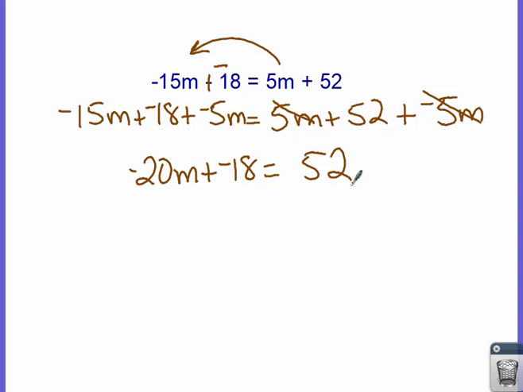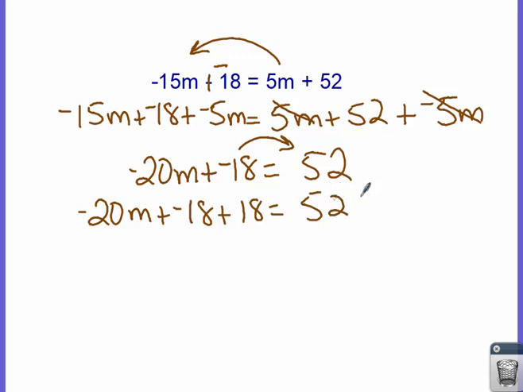Okay, so step number 1 taken care of. I've moved my letters on one side. Now step number 2 is move my numbers to the other side. So negative 20m plus negative 18 plus, now what do I need in order to move the negative 18? A positive 18. And if I add it to one side, I have to add it to the other. Okay, so on the left-hand side, my 18s will zero out, and I'm left with negative 20m equals, and then here I've got 52 and 18, which make 70. Okay, so step number 2 accomplished. My numbers are now together on one side. So now I'm ready to solve.